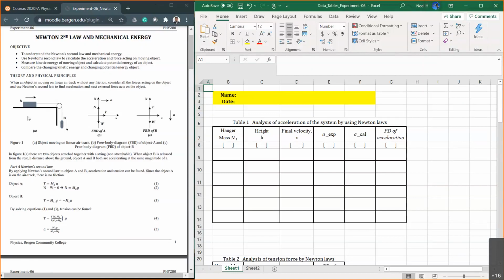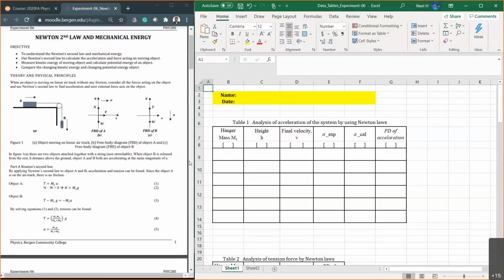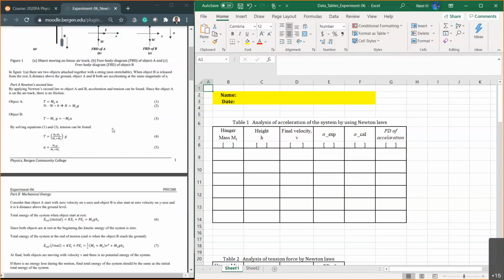Since we don't have a setup, we're going to use a simulator to simulate this behavior. Because of that, our result is going to be very accurate. Other than that, the simulator is exactly the same setup as the in-class setting, okay? So that's one part of the experiment.